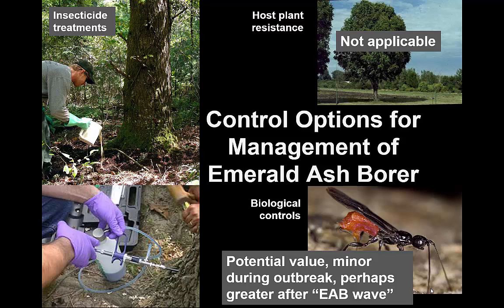Host plant resistance is pretty much not applicable. That leaves insecticide treatments. And there are very effective insecticide treatments for emerald ash borer. These have to be applied on an individual tree basis, and these are not cheap. But when people ask, can I control emerald ash borer? Then yes, the answer is you can control emerald ash borer on an individual tree basis by some of these insecticide treatments. Can we control emerald ash borer in a broad sense in terms of stopping this invasive species and turning it back? No. But on an individual tree, we can control them.